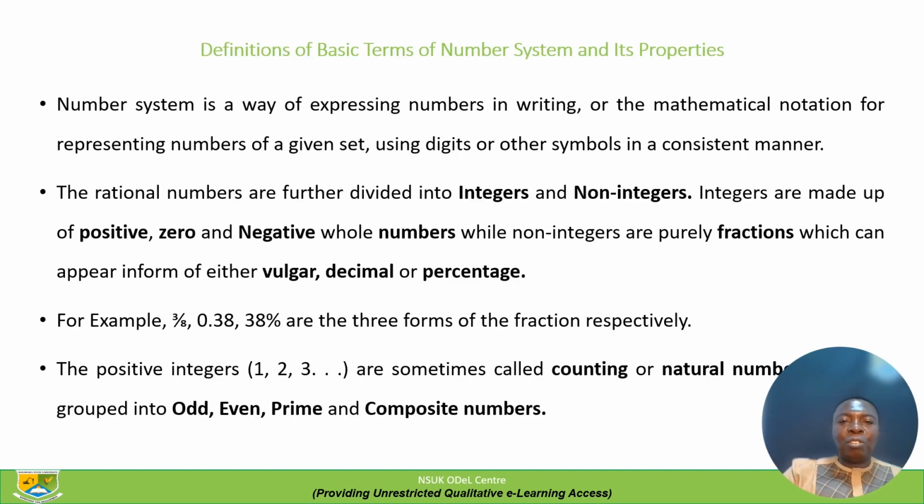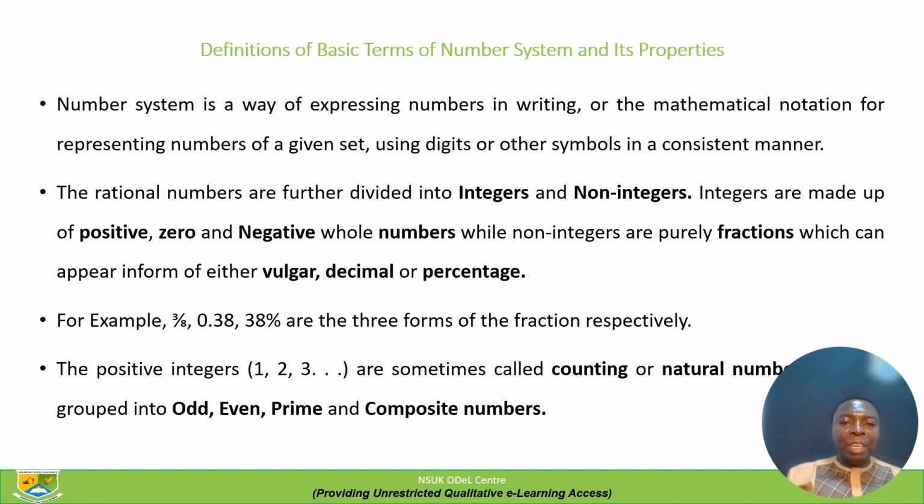So, definitions of basic terms of number systems and their properties. Let's look at these various terms and their properties. One, the number system is a way of expressing numbers in writing, or the mathematical notation for representing numbers of a given set using digits or other symbols in a consistent manner.